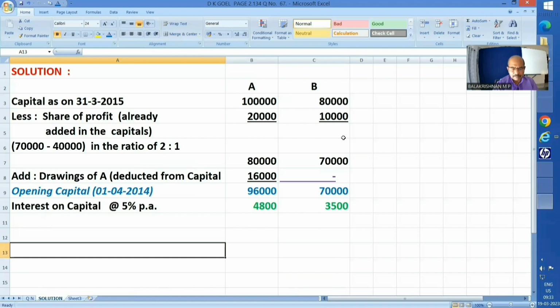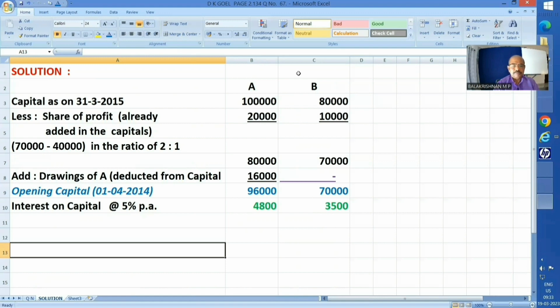Hence, I have taken up. So 1 lakh minus 20,000 is 80,000. 80,000 minus 10,000, 70,000. Again, drawings I have just explained. 60,000 we are adding, 96,000 and 70,000. So we have got the opening capital. Now, simple. Interest on capital 5% per annum. That means 5% of this is 4,800 and this one is 3,500. That is the answer. Very small question, but deceptive one. Hence, I have taken it up.